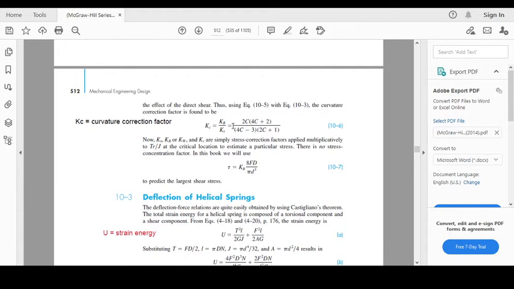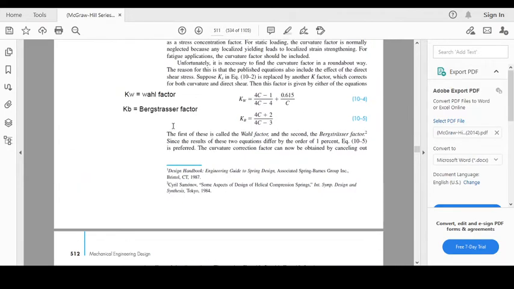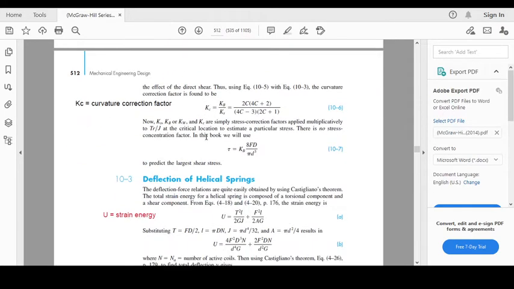So the curvature correction factor is found to be KC. KC is the curvature correction factor, equal to KB over KS, where KB is the Bergsträsser factor and KS is the stress concentration factor. So this is the equation: 4C plus 2.